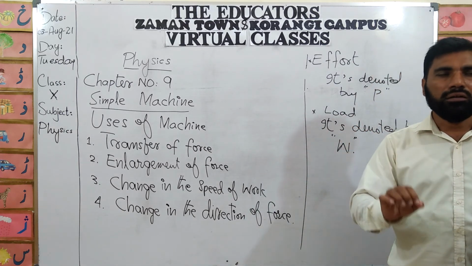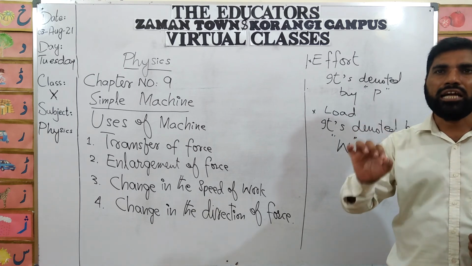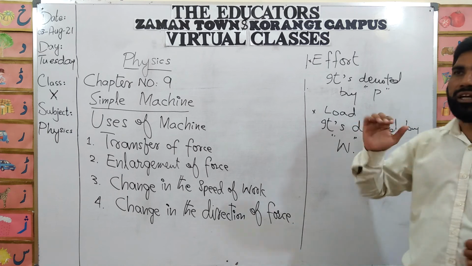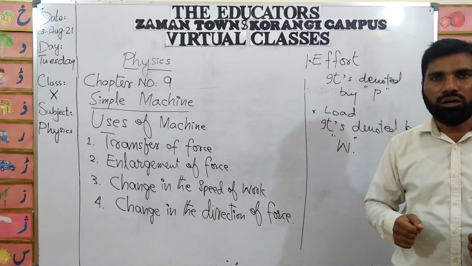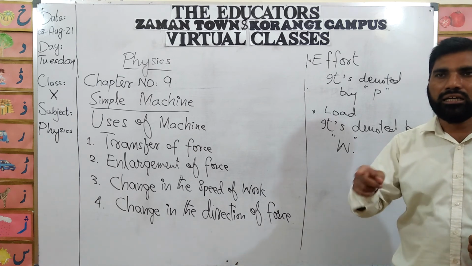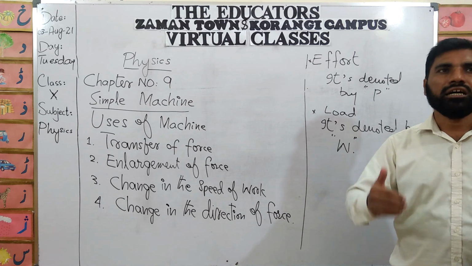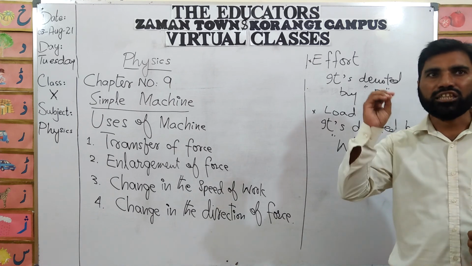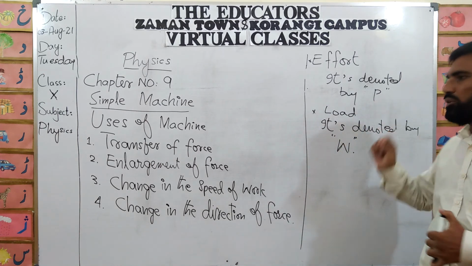Same thing, load. Any weight lifted by the machine, the force applied by the machine, is called load. For example, the pulley is lifting the bucket from the well. This is called the load. And same thing, the screw jack is lifting the vehicle. The screw jack is applying the force on the heavy vehicle. This is called the load. It is denoted by W.